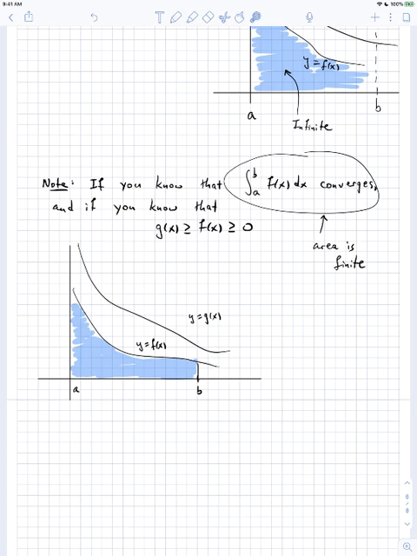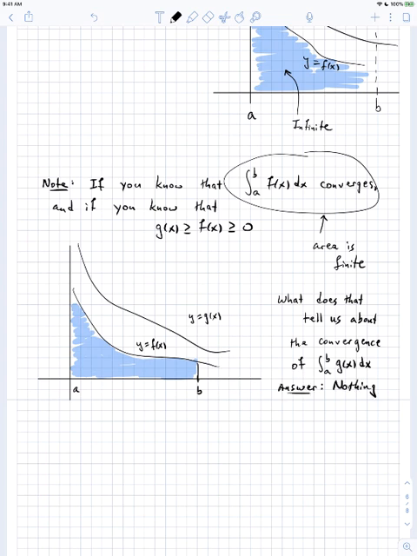Well, what does that tell us about the convergence of the improper integral from a to b of g of x dx? Well, the answer is nothing.